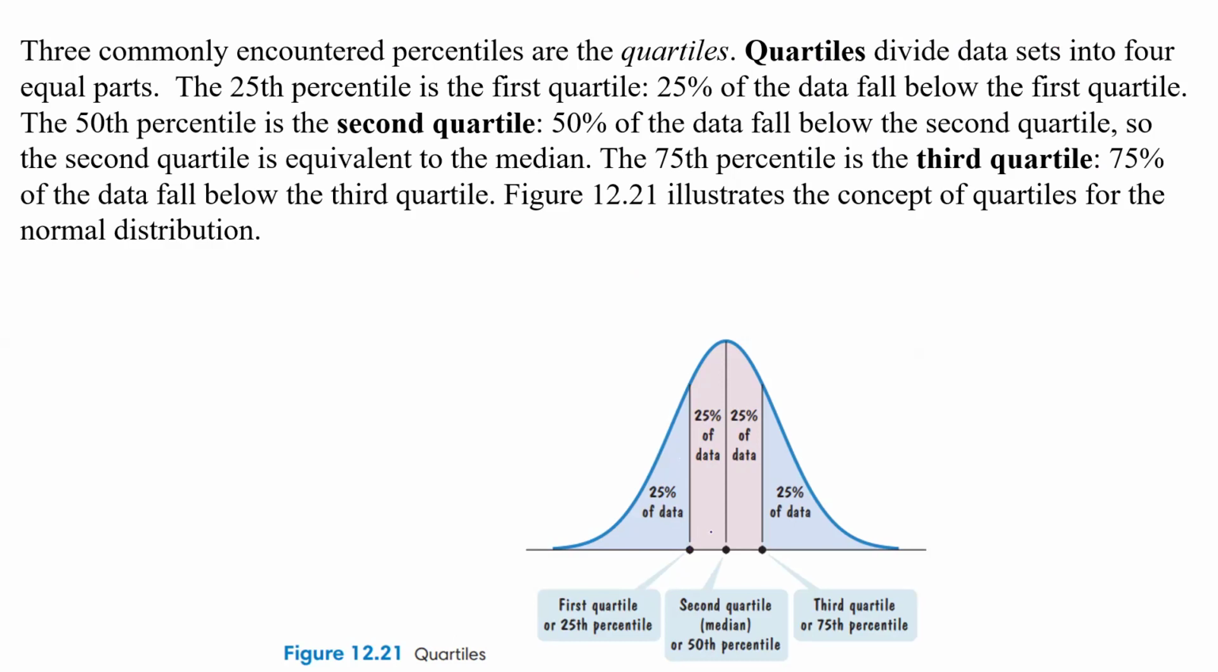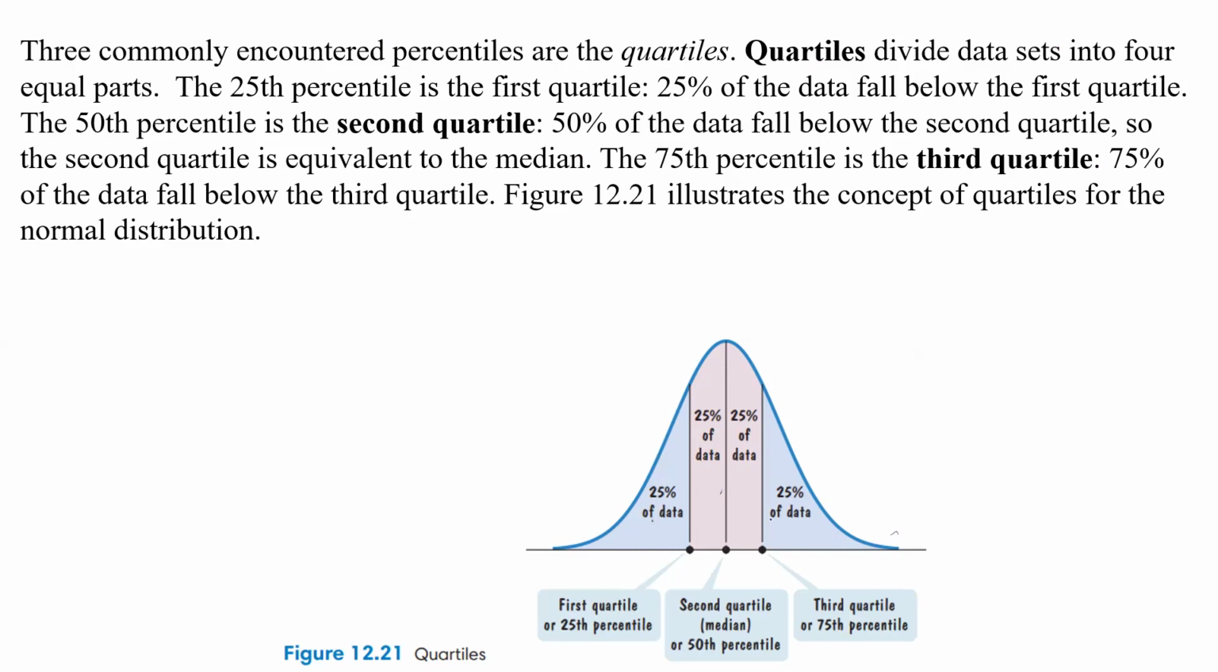Then the next one up is the second quartile, which is our median. That's going to be the 50th percentile, because now 50% of the scores are less than that. Then we go to the third quartile, which is the 75th percentile, and 75% of the scores are less than that. We really don't mention the 100th percentile or the fourth quartile, but that's going to be the rest of the data.